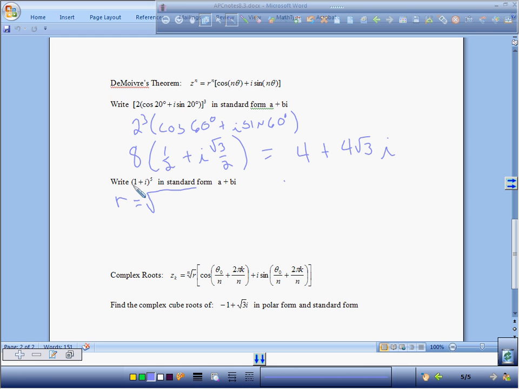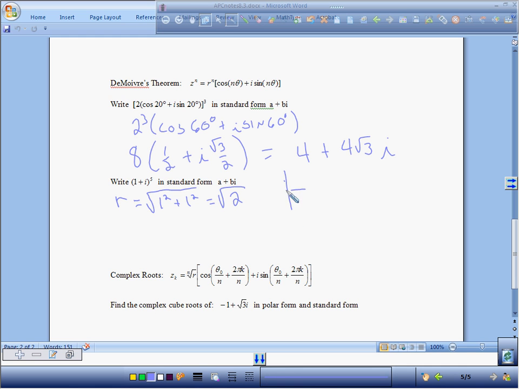What's a? 1. What's b? 1. So it's the square root of 1 plus 1 squared, which is? No, the square root of 2 is not 1. Okay? Square root of 2. And then you have to find theta.